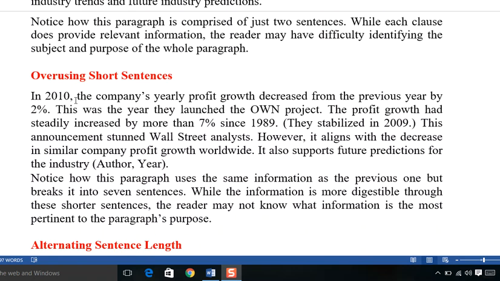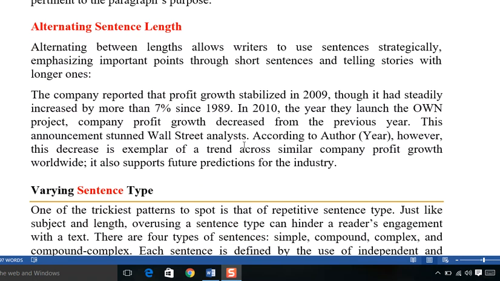Now notice the overuse of short sentences. In 2010, company's yearly profit growth decreased from the previous year by 2%. This was the year they launched an OWN project. The profit growth had steadily increased by more than 7% since 1989. They stabilized in 2009. This announcement stunned Wall Street analysts. These are the shortest sentences, but here the person has given the revised sentence length.